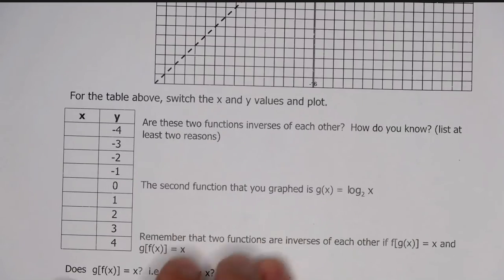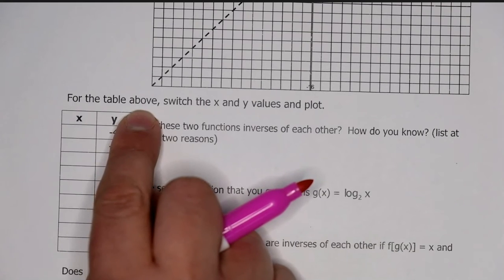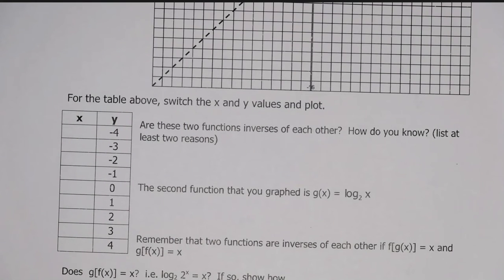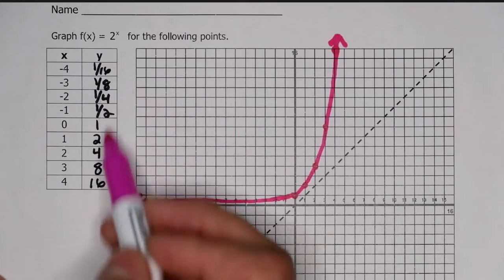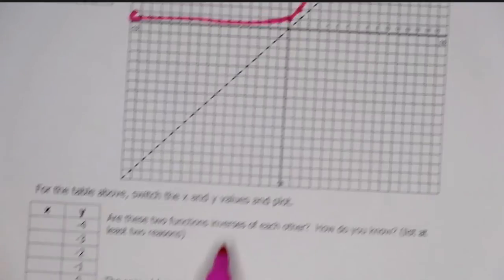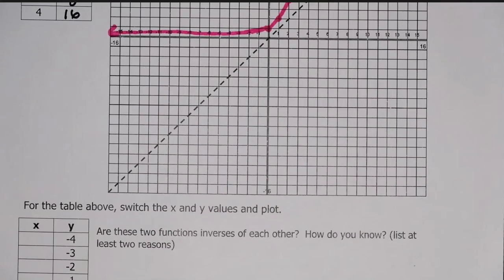Now, what does it say to do now? It says for the table above, switch the x and the y values and then plot those points. So that's what I want you to do now. Take these, switch them, and plot the points on the graph up here. So pause the video and try that. All right, I've given you time to give that a try. You've switched the x and y columns and then you plotted the points. Let's see how you did.